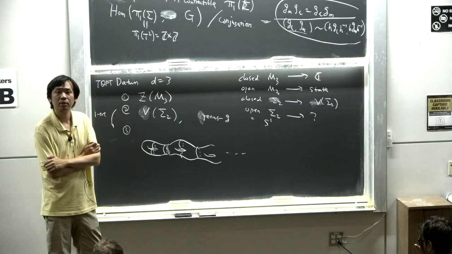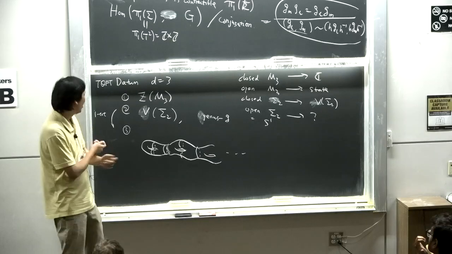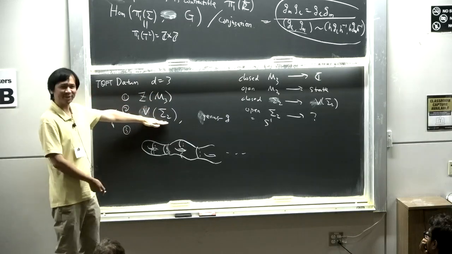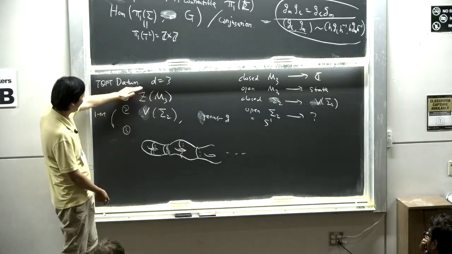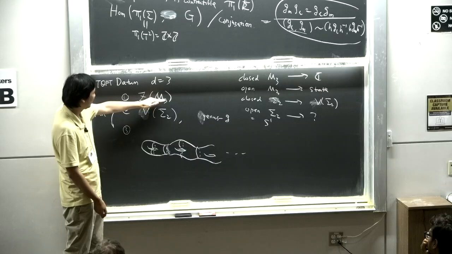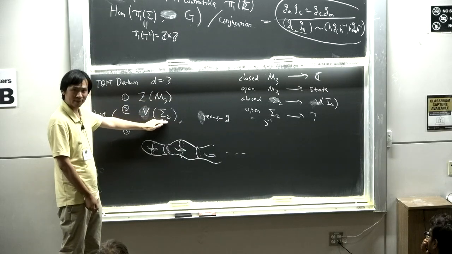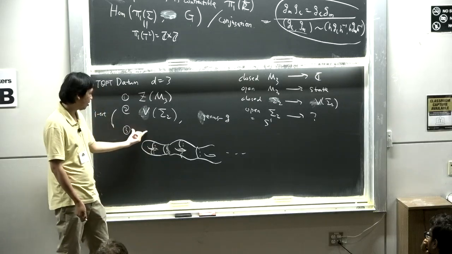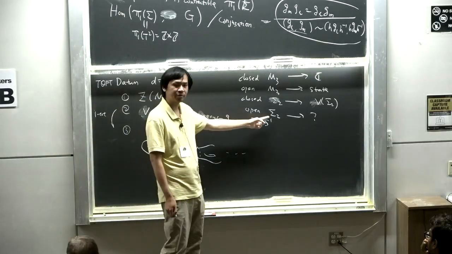I don't understand what you mean by one extended. Like, what was the one extension? Oh, one extension just means that, here, this is no extension. This is zero extended in some sense. We just have information on closed three manifolds and closed two manifolds. One extended means now we further specify what happens on one manifold, circles.